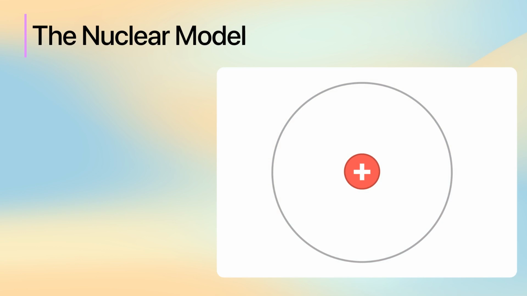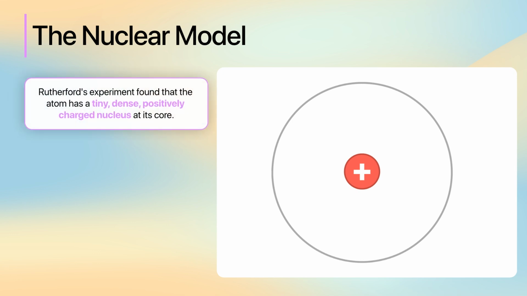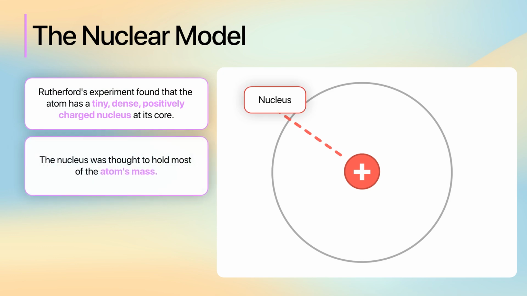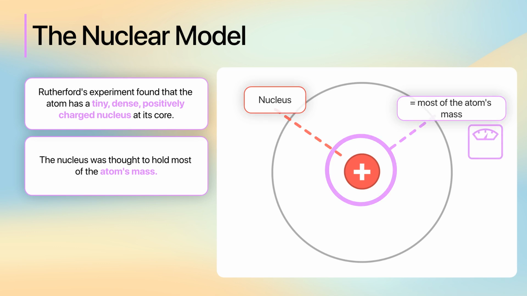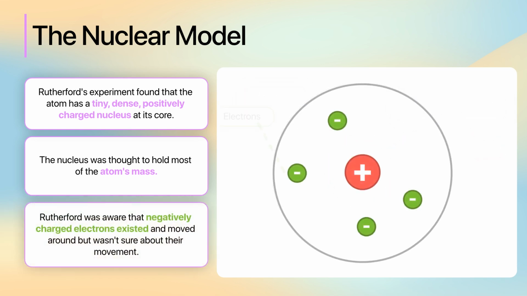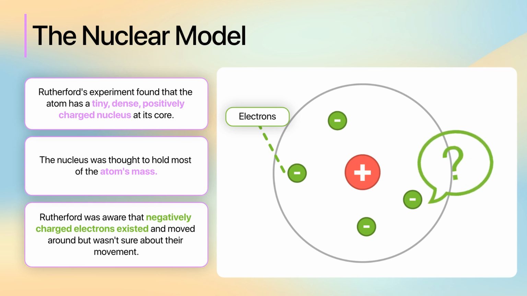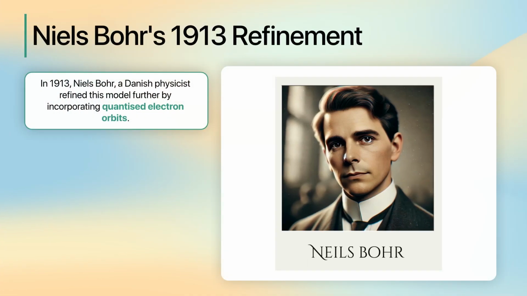The findings from Rutherford's experiment led to the development of a new atomic model, moving away from the Plum Pudding model. Rutherford's experiments found that the atom has a tiny, dense, positively charged nucleus at its core, which held most of the atom's mass. Around this nucleus, Rutherford was aware that negatively charged electrons existed and moved around. But he and other scientists at the time weren't exactly sure about the nature of their movement. In 1913, Niels Bohr, a Danish physicist, refined this model further by incorporating the concept of quantized electron orbits.